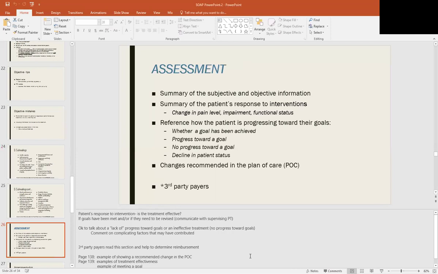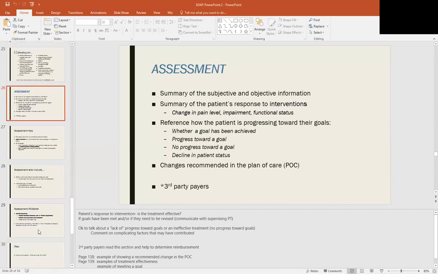Any changes recommended to the plan of care, you would write in the assessment portion. Coming up, you would write in the plan part of the note your plan to talk with the PT about the changes that you're recommending. And that last bullet point, the third party payers: this is where a lot of those payers and even other health professionals will go to look at the note to get a good overall view of the patient and how they're doing.